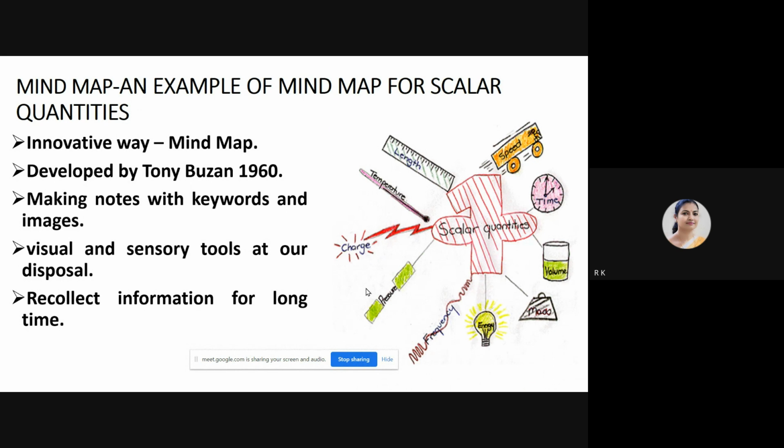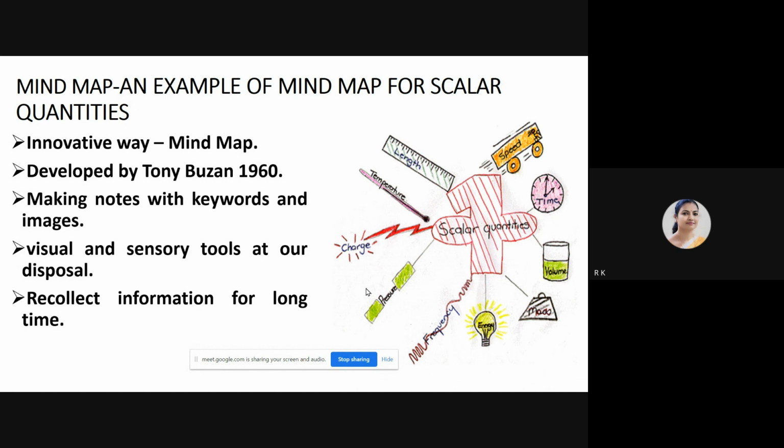So this mind map basically was developed by Tony Buzan in 1960. It's a thing where you start with the problem and make notes with the keywords. You can also draw images, not an issue. So here, if you can see the scalar quantities, I've just given an example from physics. Scalar quantities, if you can see, it goes with the speed, the time, the volume, the mass, the energy, frequency.